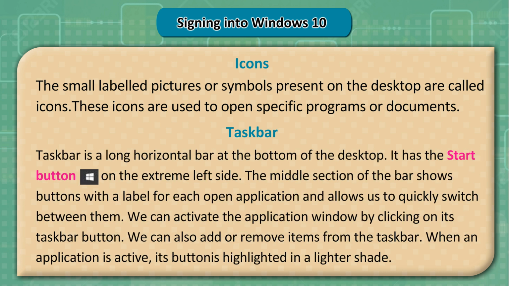Taskbar. Taskbar is a long horizontal bar at the bottom of the desktop. It has the Start button on the extreme left side. The middle section of the bar shows buttons with a label for each open application and allows us to quickly switch between them. We can activate the application window by clicking on its taskbar button. We can also add or remove items from the taskbar.